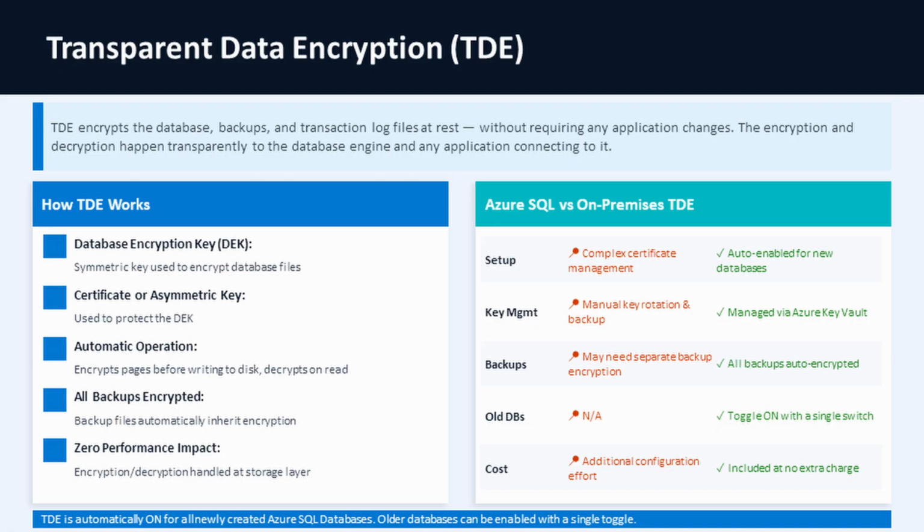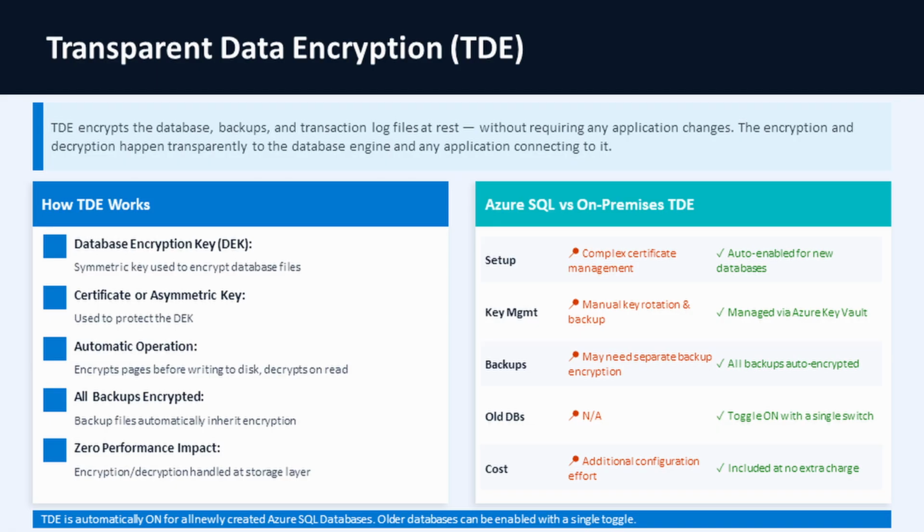How does TDE work technically? Each database has a database encryption key, which is a symmetric key used to encrypt the actual data files. That key is itself protected by a certificate or an asymmetric key stored in the master database. When Azure Key Vault integration is configured, the protecting key can be stored and managed in Azure Key Vault for enhanced security and key rotation capabilities.